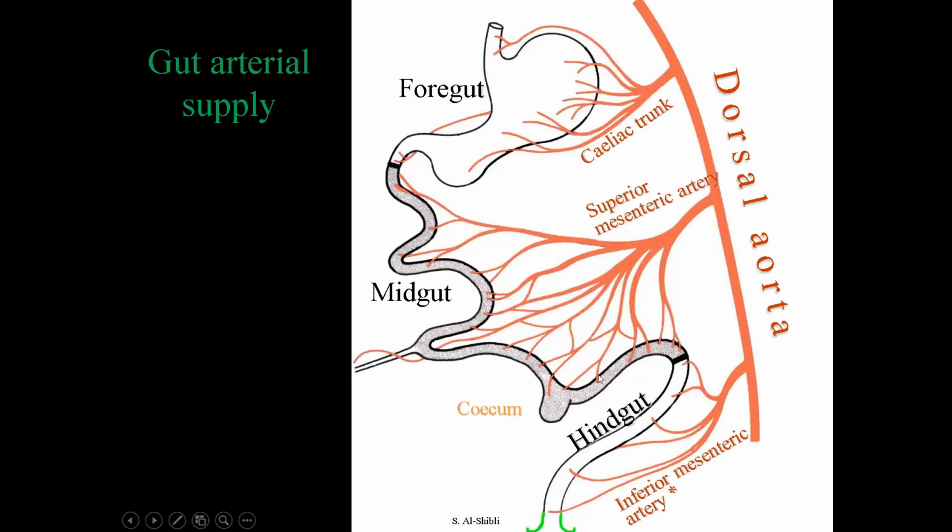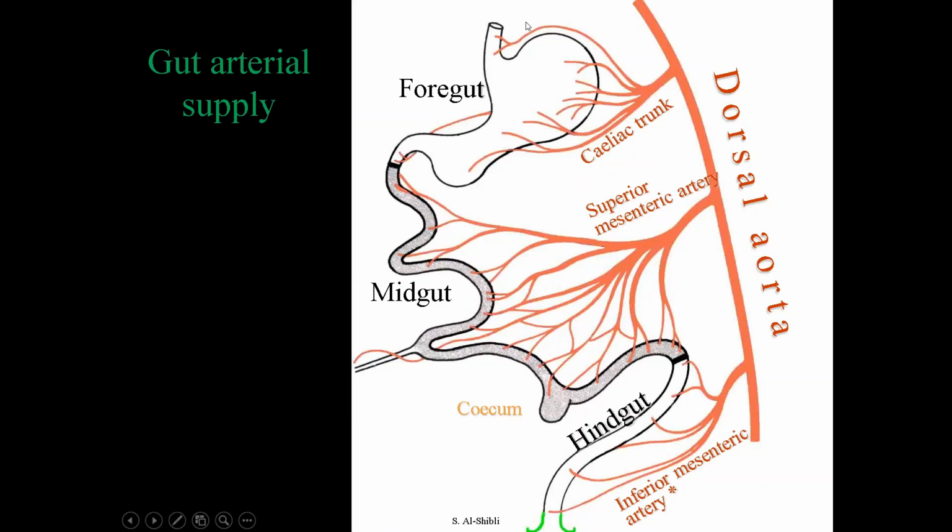The same goes for the transverse colon. Transverse colon is a combination of midgut and hindgut. So definitely it must take dual blood supply: branches coming from the superior mesenteric artery and the others from the inferior mesenteric artery. As you know, definitely it comes from the lateral colic. So by knowing this, we know everything about the blood supply.